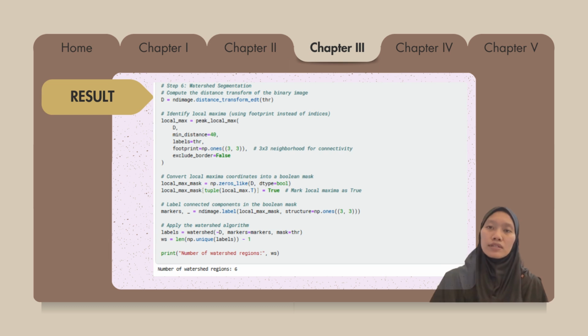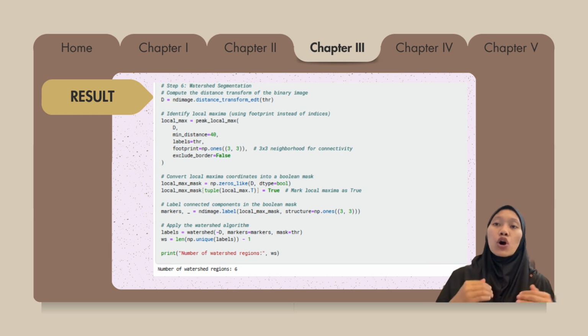Step 6 is watershed segmentation. I will explain one by one. First is the distance transform. A distance transform is computed from the binary image to measure the distance of each pixel from the nearest background pixel. This step helps to find the center of the object. Another one is detecting local maxima in the distance transform, where the peaks in the distance transform are detected as potential object centers.